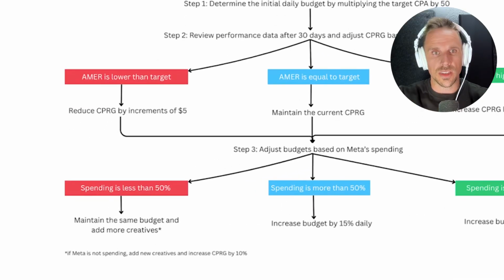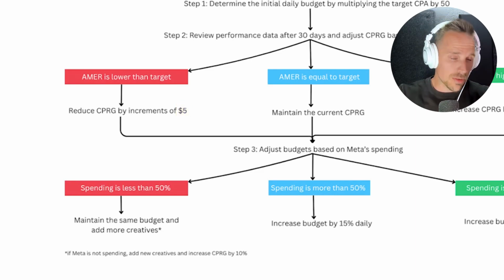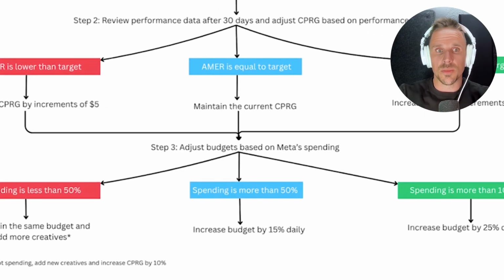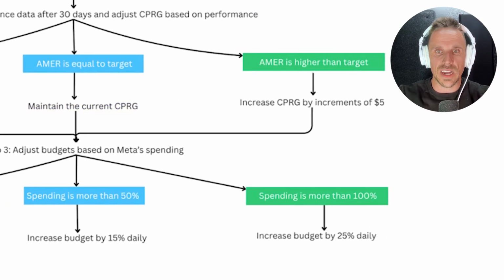So what you see on the left, if AMER is below target, we're going to reduce that cost control by $5 increments, or £5 if you're watching this. So we're going to reduce cost controls if we're below target. If AMER is on target, we're going to maintain current cost control, obviously pretty straightforward. If we are above target, we're going to increase cost controls by $5.